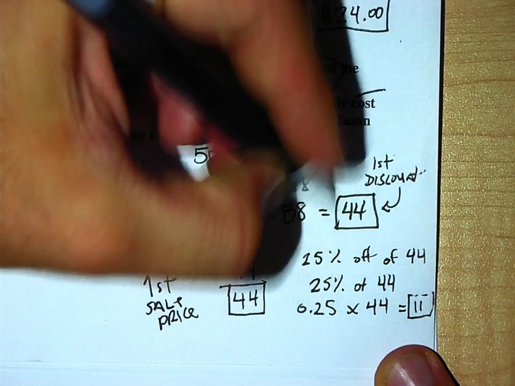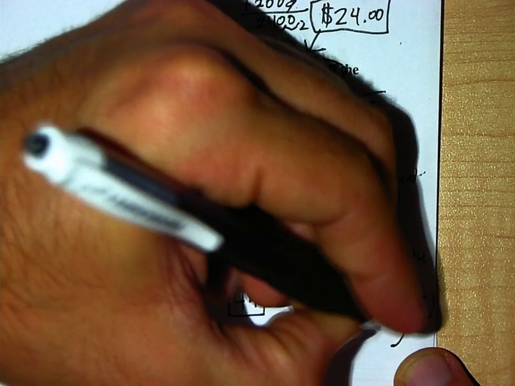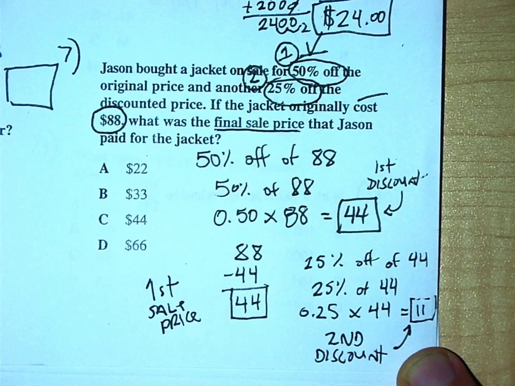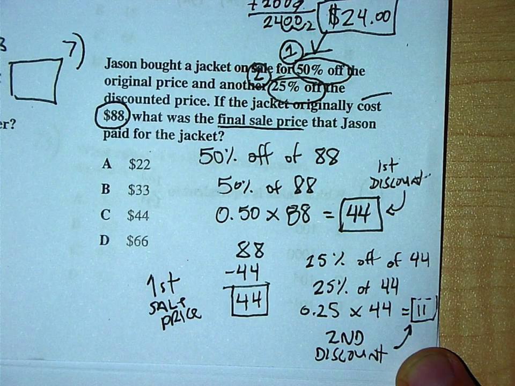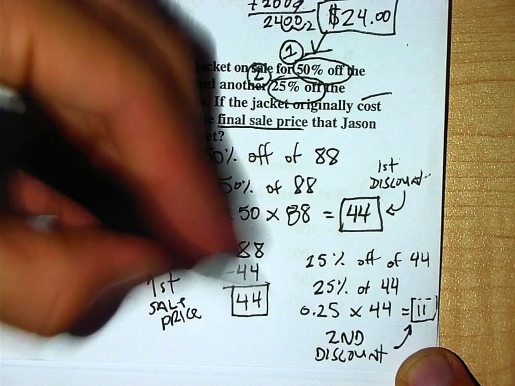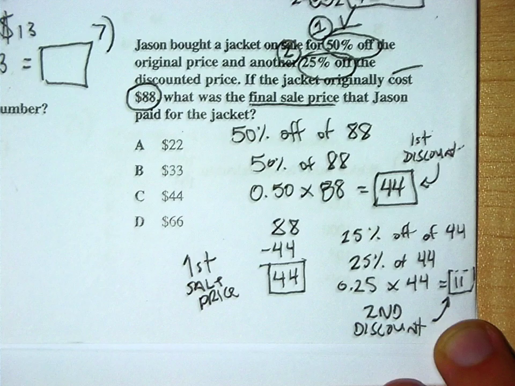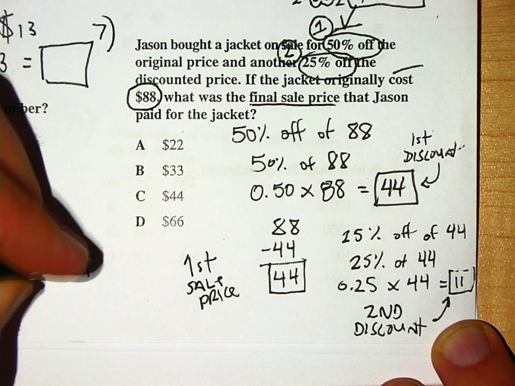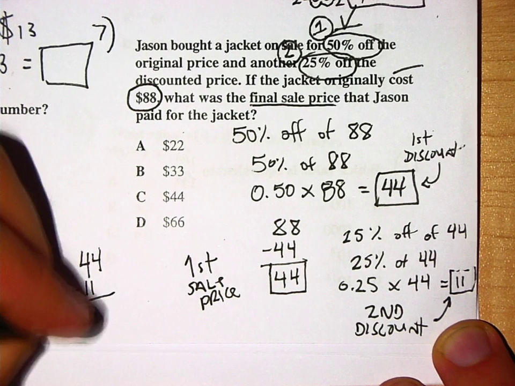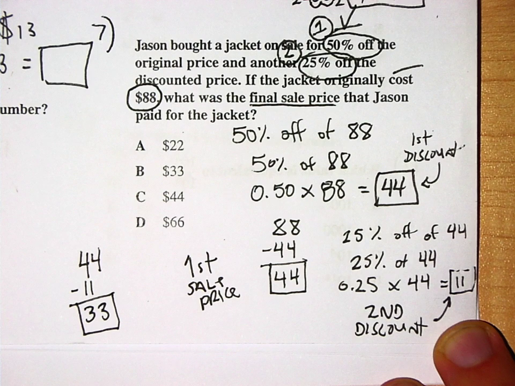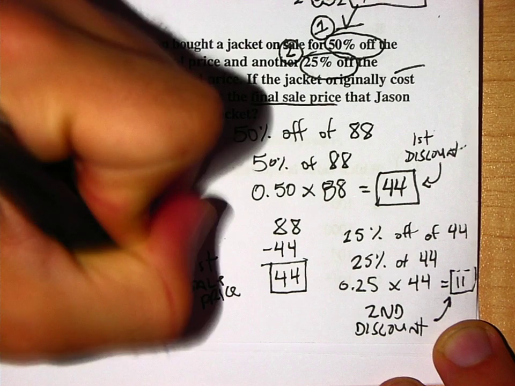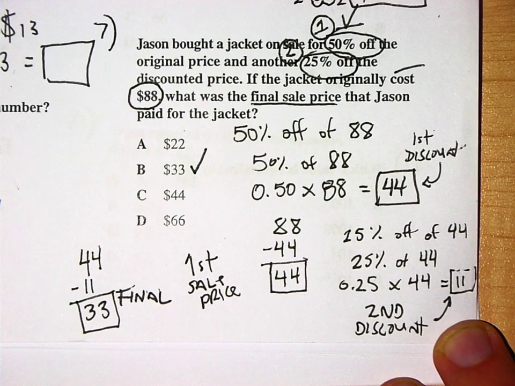And so if this is the first discount, $44, $11 is the second discount. That's going to be how much more you're going to save after the 25% off. But if I'm going to save $11 and it was going to cost $44, I still have this last step of needing to subtract. So it was going to cost $44, but I'm going to save $11 more. So the final sale price for this jacket is going to be $33. And so $33 is the final sale price, which is answer B.